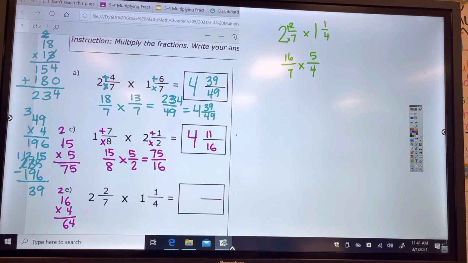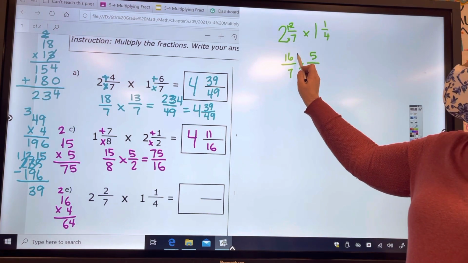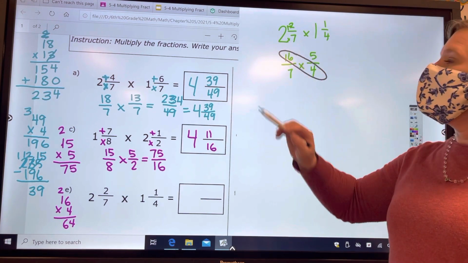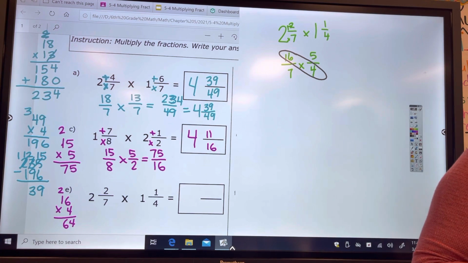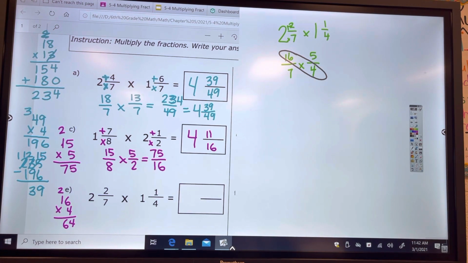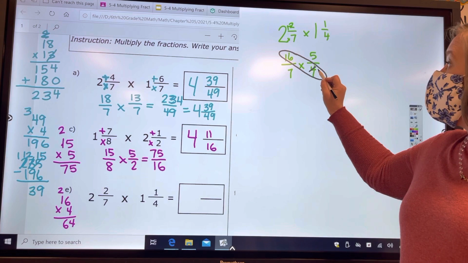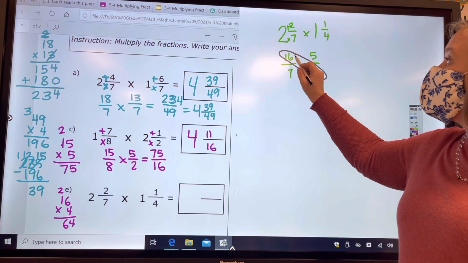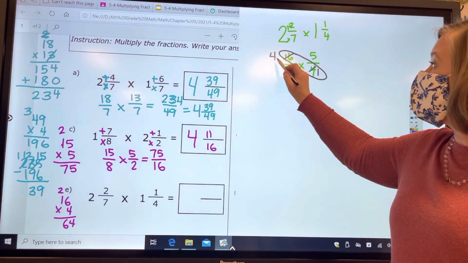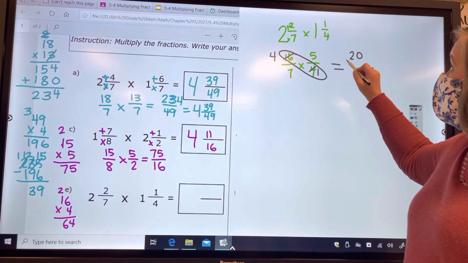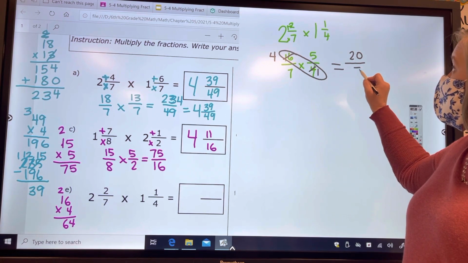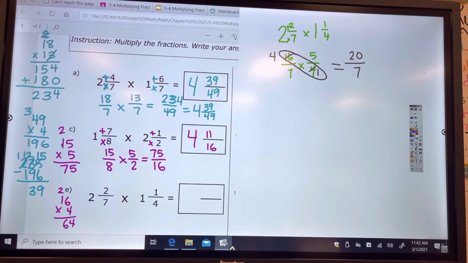All right, when you get to E, I want you to stop because I want to show you something that'll make it a little bit easier. If I simplify E before I multiply it, it's going to make it way easier. What can I divide 4 and 16 by? 4. So 4 divided by 4 is 1. 16 divided by 4 is 4. So 4 times 5 is 20. 7 times 1 is 7. How many times will 7 go into 20?